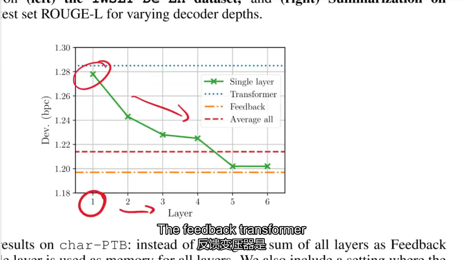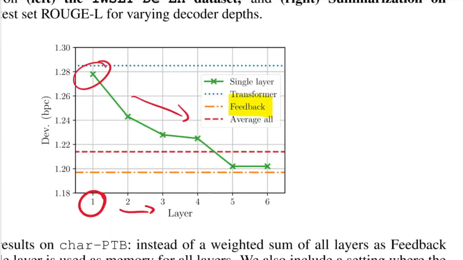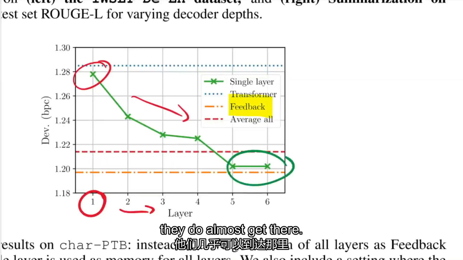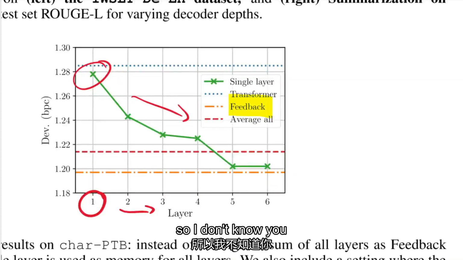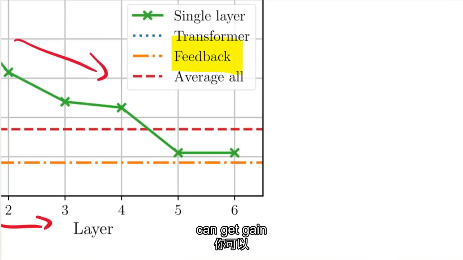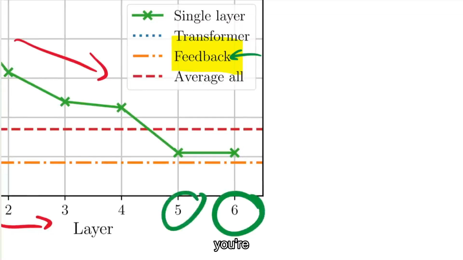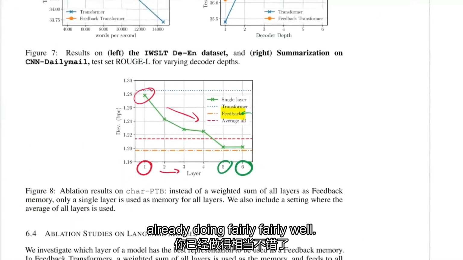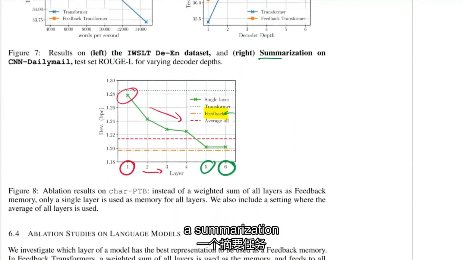The feedback transformer is a learned average, right? It's a weighted sum, and the weights you can learn. In fact, if they go to the last thing here, they do almost get there. So I don't know, that could be experimental noise. I totally believe that you can gain a little bit by doing this feedback aggregation. But you can see if you are only allowed to attend to layers like 5 and 6 here, you're already doing fairly well. And this is a summarization task.